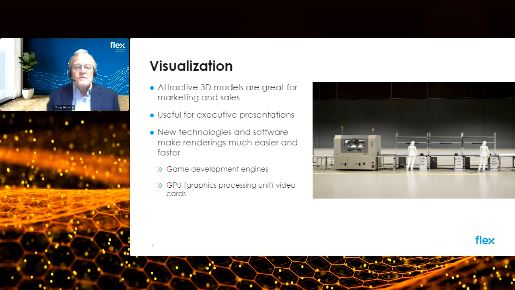So why do you want to do a visualization? Well, I mean, they look good. They're great for attracting attention to your capabilities or to your product or your facility. They're useful for executive presentations. And I will also point out, one of the things that's great about these is they're much faster and easier to do today. Year over year, they've gotten infinitely easier. Since I first started working with those, maybe 10 or 15 years ago, they've gotten so much easier. And in fact, many of the tools that you can use to do this now were actually made for completely different industries.